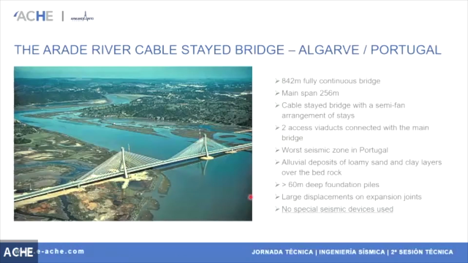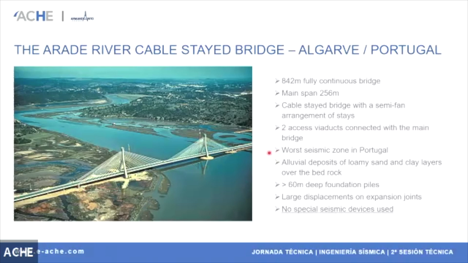Well, passing to another bridge, I was very pleased to see on this corridor we have two pictures of this bridge that Mr. Rito designed in the south of Portugal, the Jornada Bridge. And well, here he had a big span, a cable-stayed span. This was built in the early 90s, so at that time we didn't have so many special seismic devices to be used. This is a cable-stayed bridge with two access viaducts, all fully continuous. So I have to control.